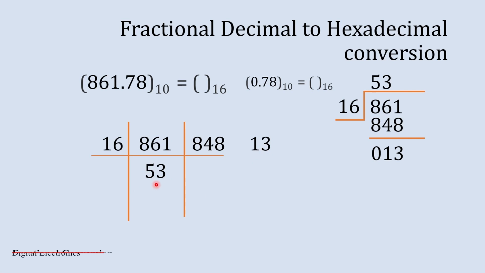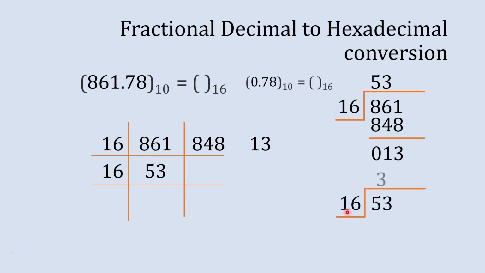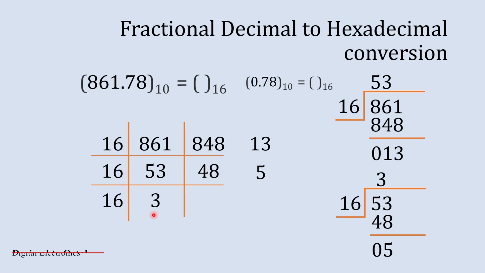Now further we'll divide this 53 by 16. If we divide 53 by 16, 16 3s are 48. So the quotient 3 we'll write over here, and 53 minus 48 gives us 5 as remainder. Now again we'll divide this number by 16, but now this number cannot be further divided by 16. So we'll stop over here and we'll write this 3 over here.